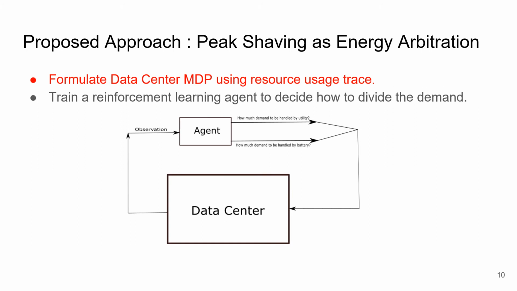We propose to formulate the data center peak saving task as an energy arbitration problem in a Markov decision process, or an MDP. First, we define an MDP for a data center using the resource usage trace from Google. We consider the 1-month period data as one episode for the MDP. Then, we use a deep reinforcement learning method to learn how to perform efficient energy arbitration at each step of the episode. Later, we will see the feasibility of a policy that incurs a cost significantly less than the case when no peak saving is done.